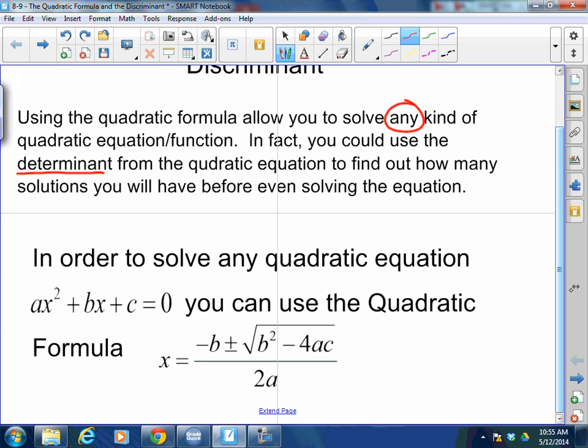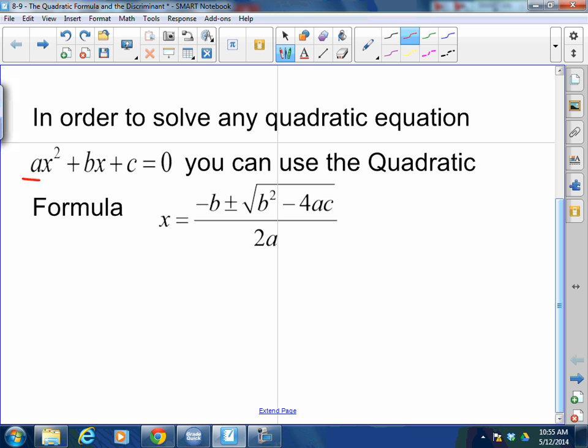Now, in order to solve any quadratic equation, ax squared plus bx plus c equals 0, you can use the quadratic formula. Please note, this here is a quadratic function: y equals ax squared plus bx plus c. When I am solving a quadratic function, I'm finding the x-intercepts. Think about the definition there. The x-intercepts are the x values when y equals 0. So this y becomes a 0.